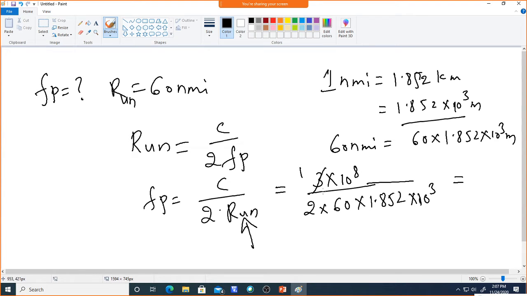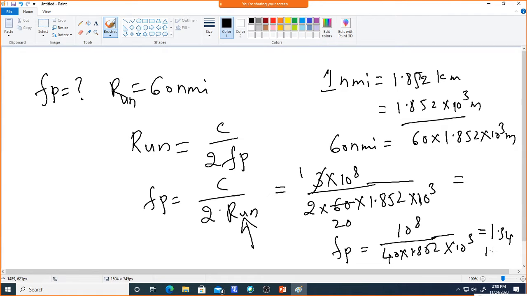So 3 ones are 3, 3 into 20 is 60, so 1 over 40, that is 10 power 8 by 40 into 1.852 into 10 power 3. So what is the FP? Hello, anybody calculated? 1.34 kilohertz. Okay, 1.34 kilohertz. So this is the FP which is calculated.